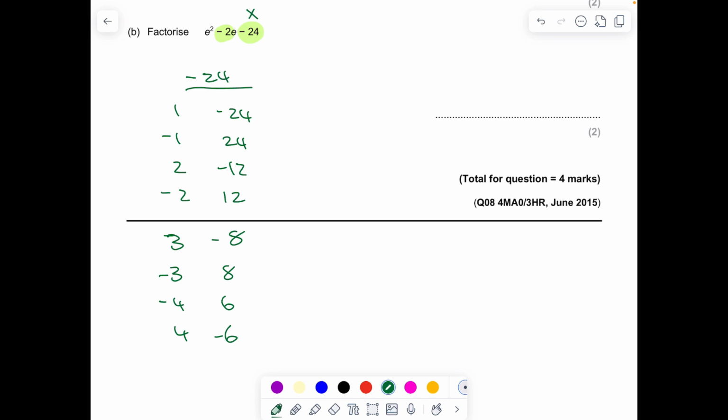And that's the only ones, and you should then hopefully see that it's 4 and minus 6 that will add to make minus 2. So it's e plus 4 and e minus 6 in brackets. And so that one was a nice one to factorise. It's probably one of the easier ones to factorise.